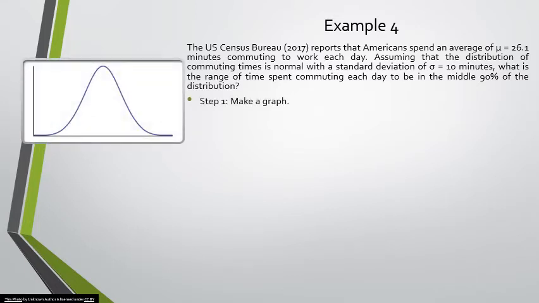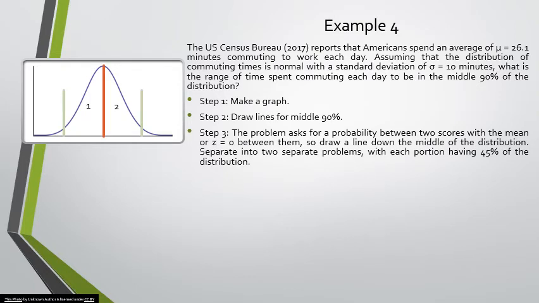Remember, when you're given percentage problems, you do not make a table. You draw lines for the middle 90%, and because it's the probabilities between two scores, you draw a line at the mean where z equals 0 between them, right down the middle of the distribution, and you separate it into two separate problems. So part 1 and part 2 would each have 45% of the distribution. So you just take 90% divided by 2 to get that 45%.